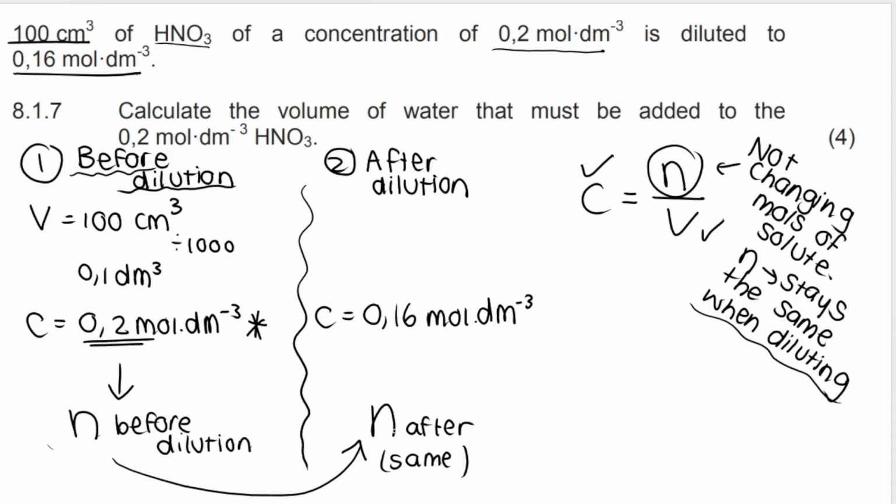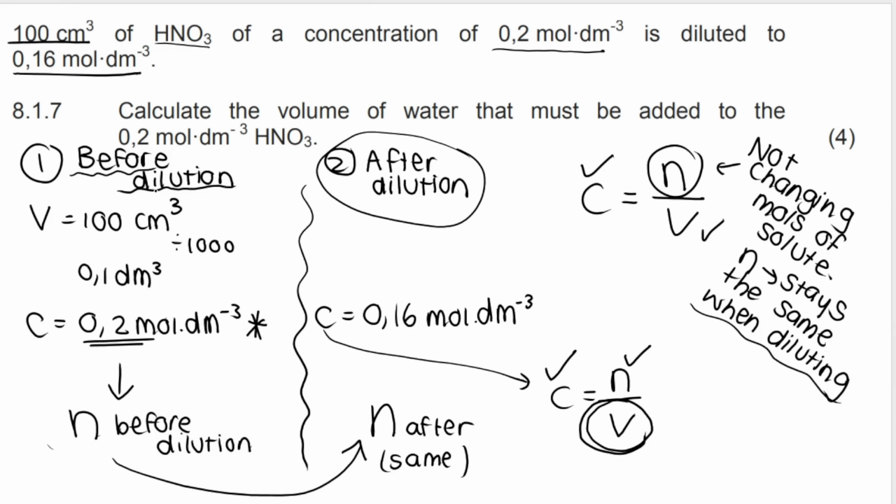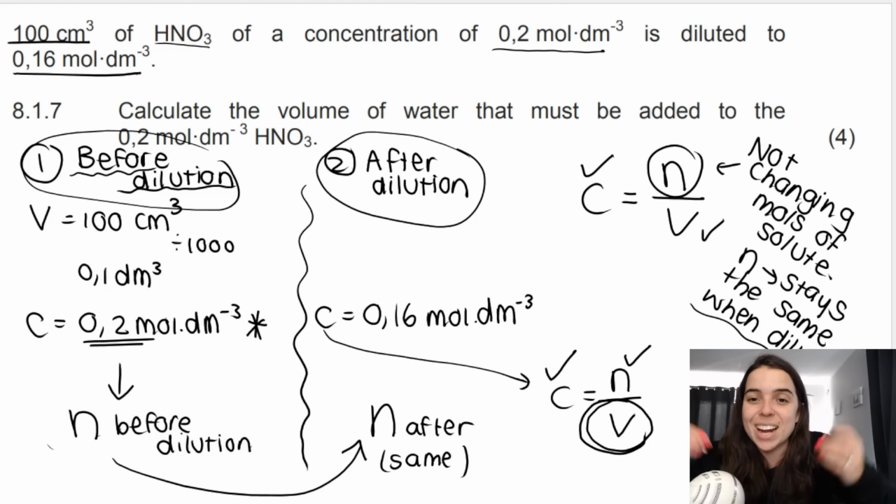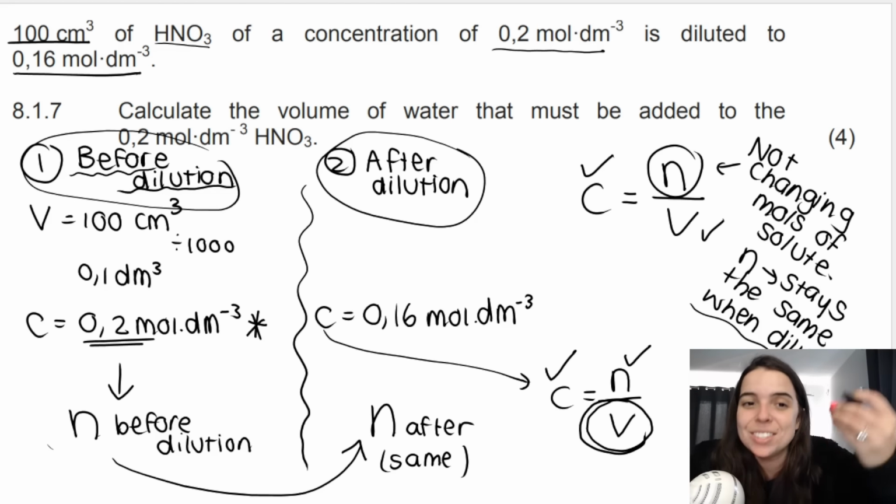Then once I have the moles after the dilution, consider this formula again. Once I have the moles after the dilution and I have the concentration after the dilution, I can work out the new volume after the dilution. Once I know the volume after the dilution and I know the volume before the dilution, if I subtract those, it should give me the amount of water that I added during the dilution.